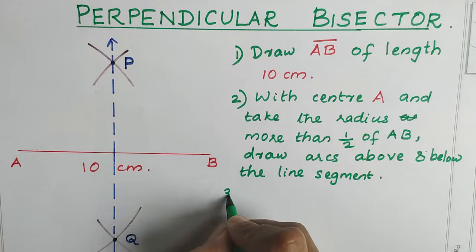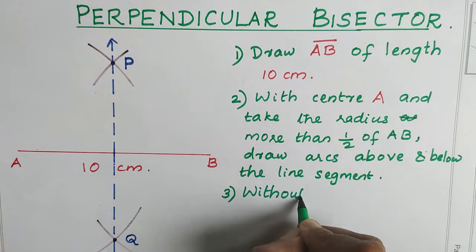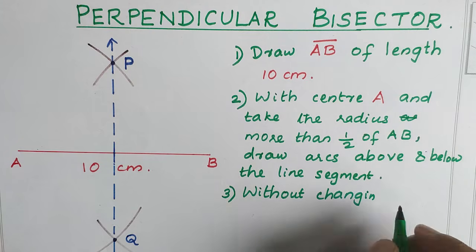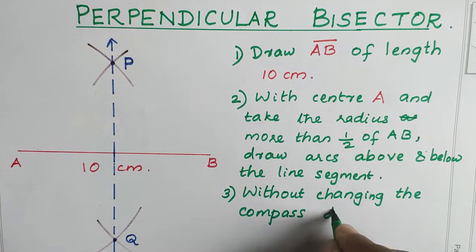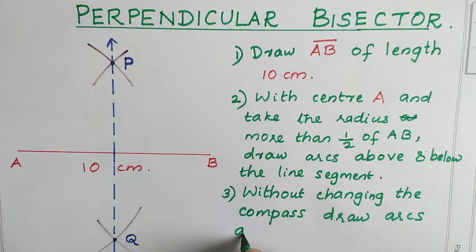So third step is, without changing the compass, draw arcs above and below the line segment.